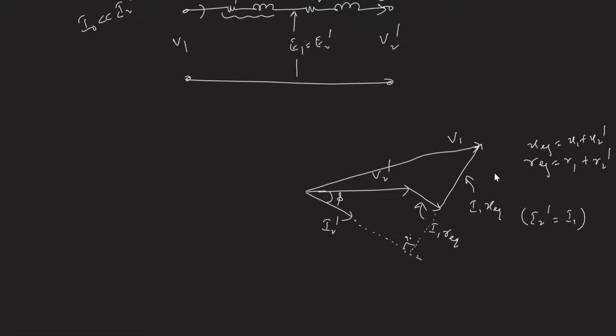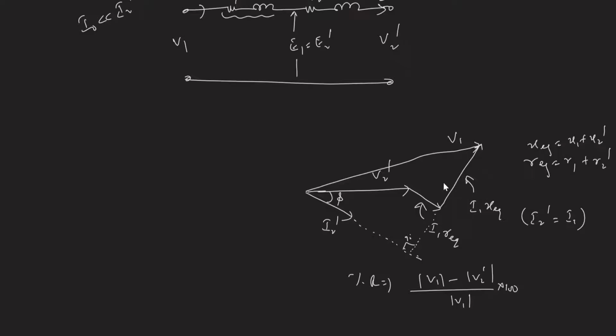Now, you can find out the regulation. Percentage regulation is equal to the magnitude of V1 minus V2 prime divided by V1, multiplied by 100, which gives me the percentage.